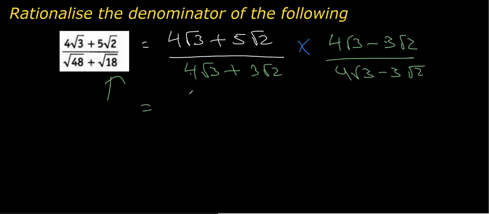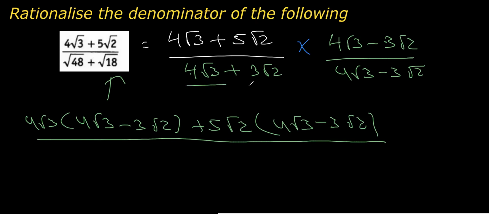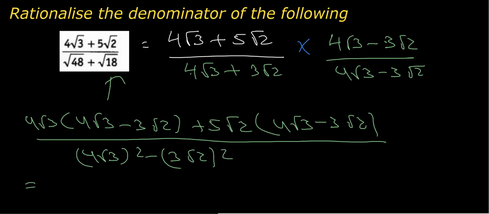Now in the numerator, we have to apply the distributive property here. So this will be 4 root 3 times 4 root 3 minus 3 root 2. And the same with this, this is positive 5 root 2 times 4 root 3 minus 3 root 2. And that is divided by a plus b times a minus b, so it's going to be a square minus b square, that is 4 root 3 square minus 3 root 2 square.